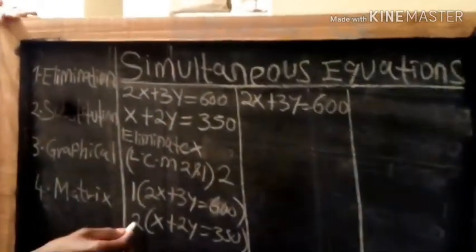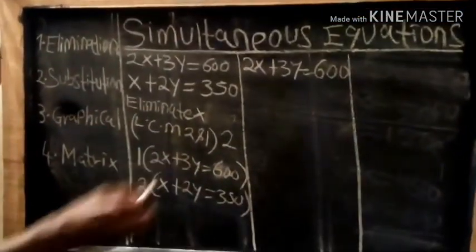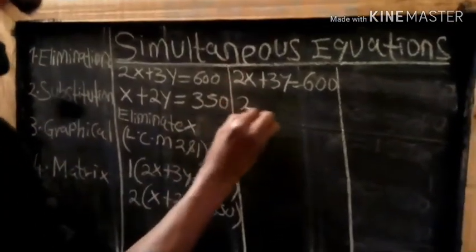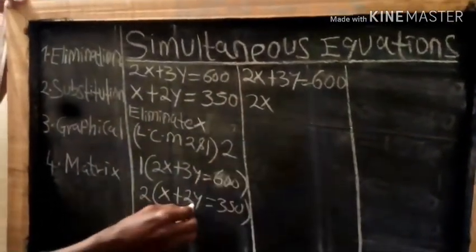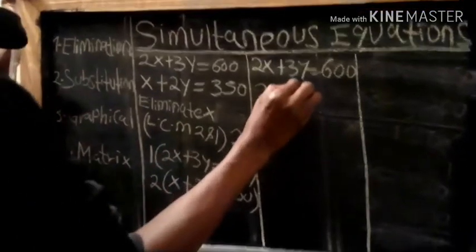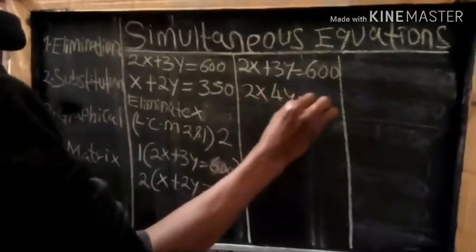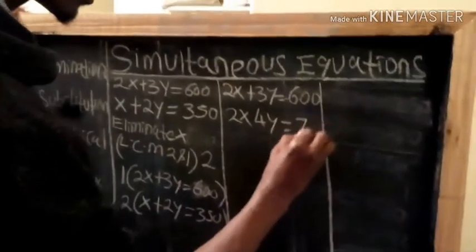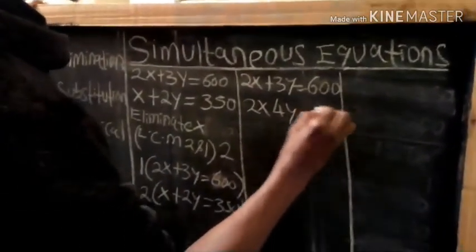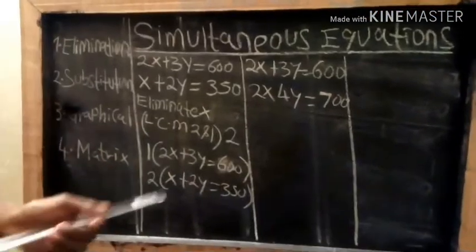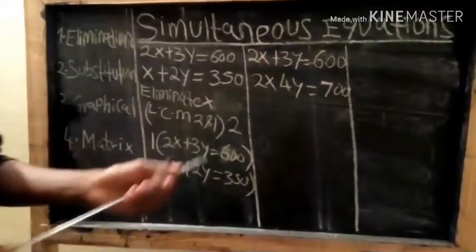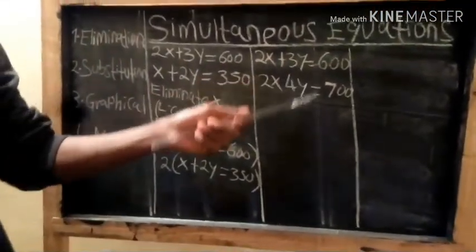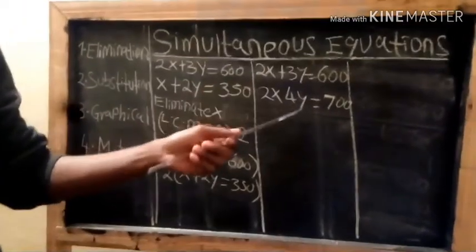Then you go to the second equation, you open. 2 times x is 2x. 2 times 2y is 4y. Then 2 times 350 is 700. After opening these two brackets, you get the differences between the two equations.